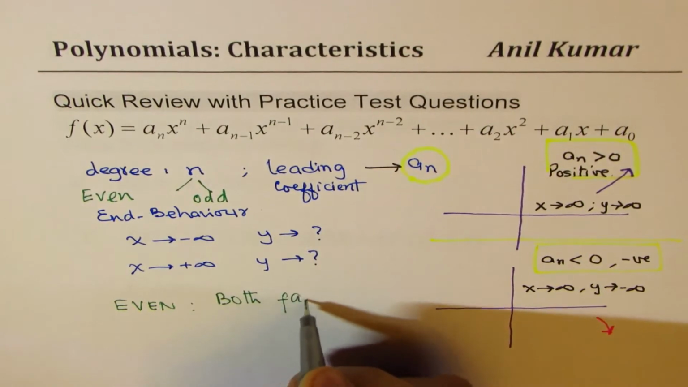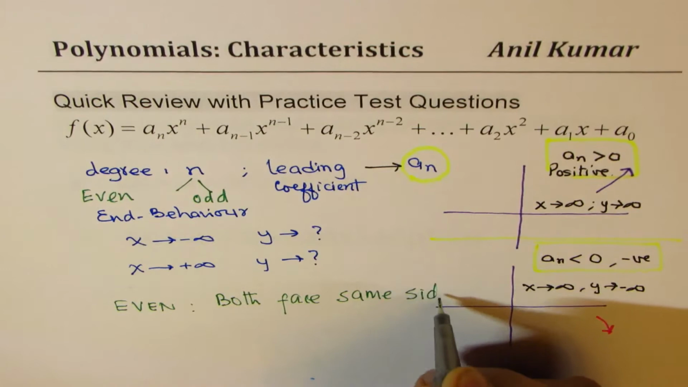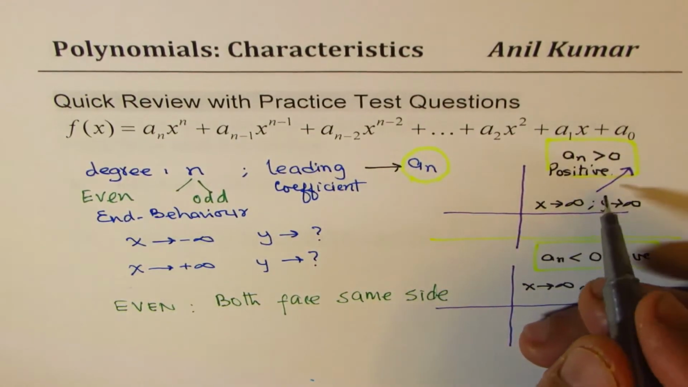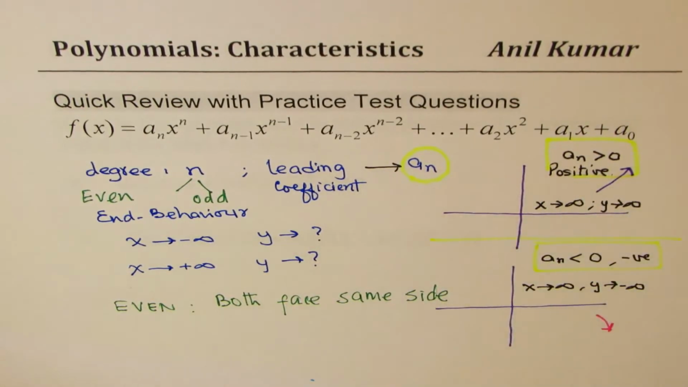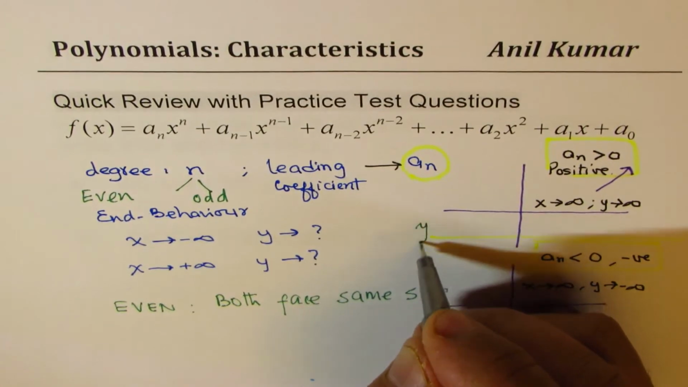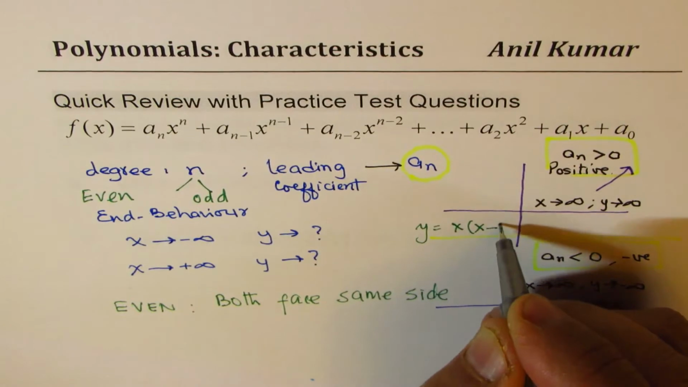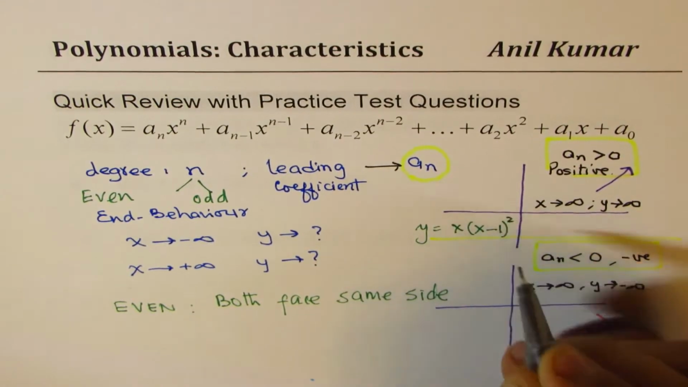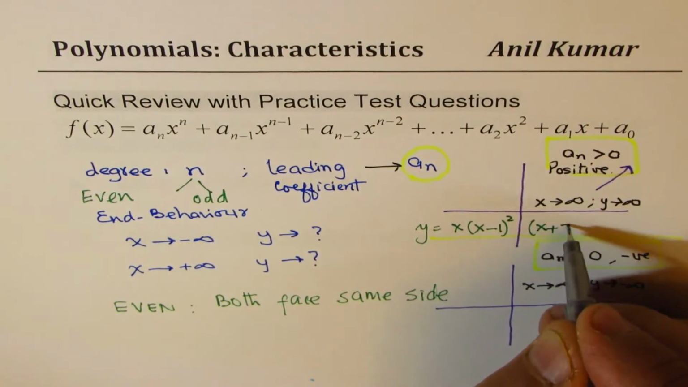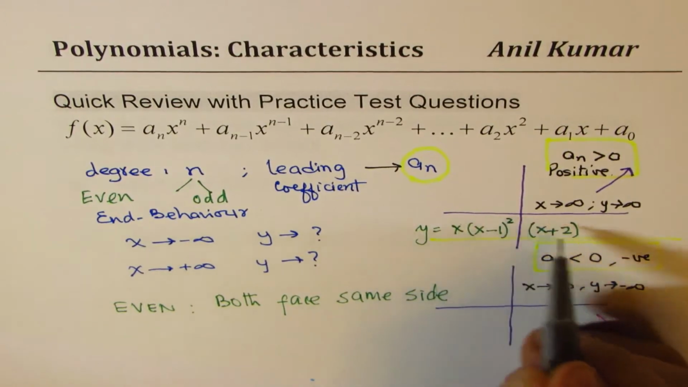Both face the same side. Do you see that? That is to say, if I have a polynomial, let me write down an example here. Let's say y equals x times (x minus 1) whole squared times (x plus 2). Now this polynomial has a degree of 1, 2, 3, and 4.